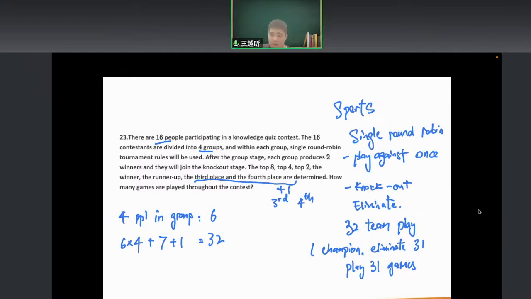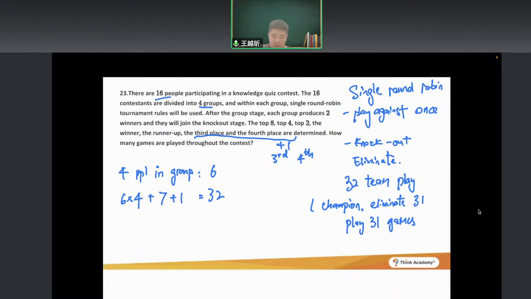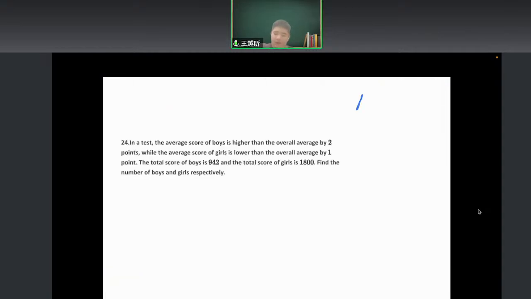Okay, so I'll move on to the second last question. This is about the average. When you see the average problem, you need to think about the total. Average times the number of people will give you the total. Another important concept in the average is that people who have more give to people who have less. So here is the idea we use to solve this.